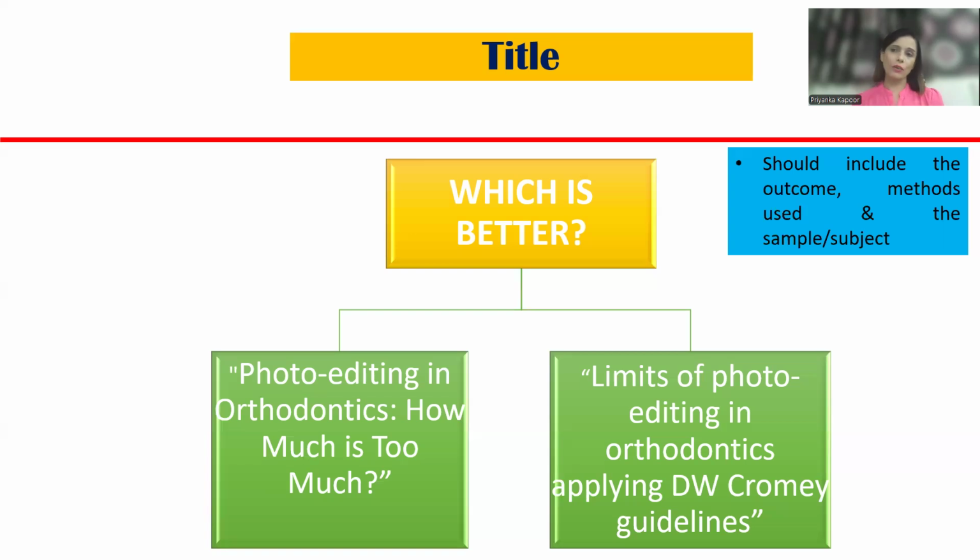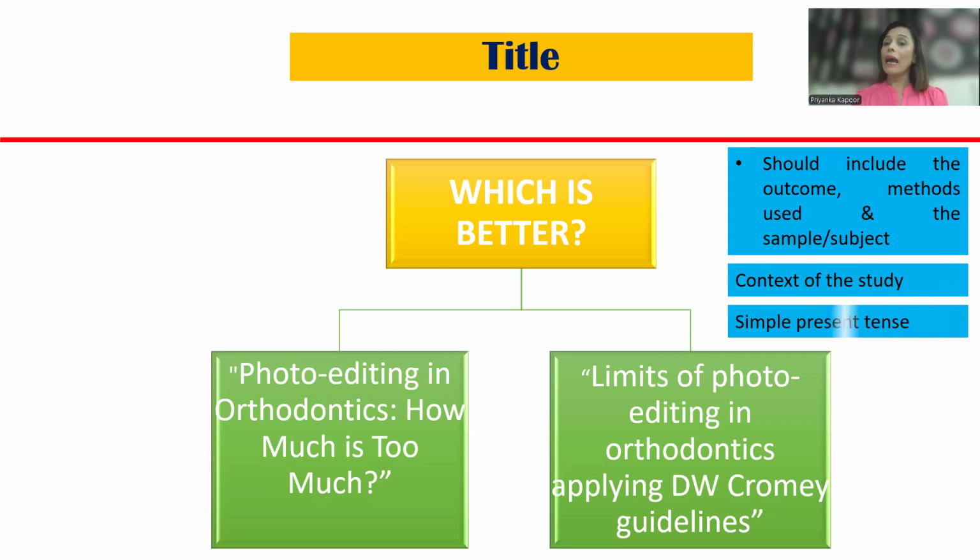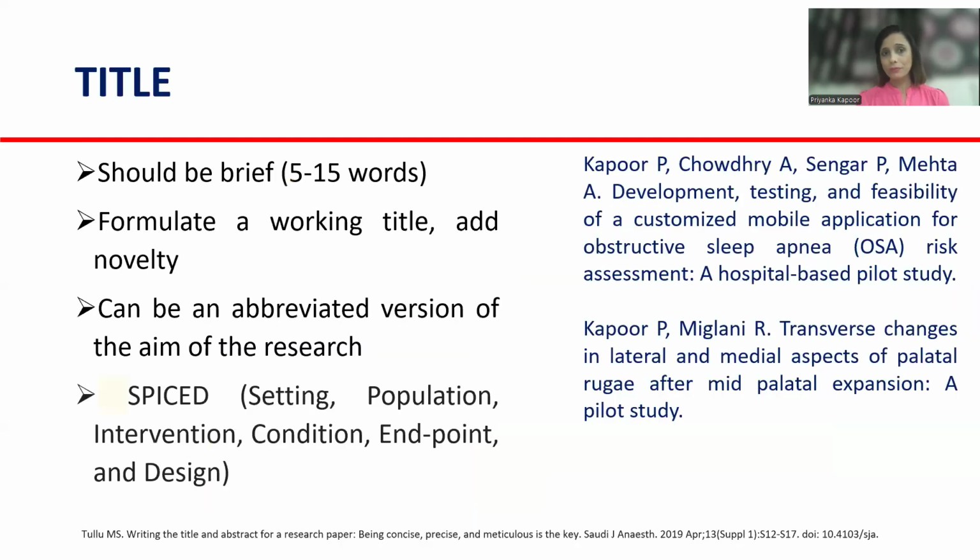In general, this is the first thing that comes to our mind, that the title should reflect the context of the article that is soon to follow. So it should have the outcome, the methods, and the sample or the subject. Also it should be in simple present tense, not too much of past perfect. So you should have simple language, simple present tense, in the title. It should be brief, 5 to 15 words.